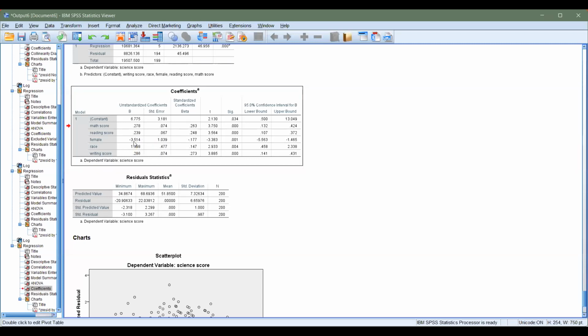Now what will happen? The female is getting this negative. What will be the interpretation for this? It is a dichotomous, binary variable, and we have coded female as 1. So this shows that for a 1 increase in the science marks, females will get fewer marks as compared to the males. That is what this regression is showing.